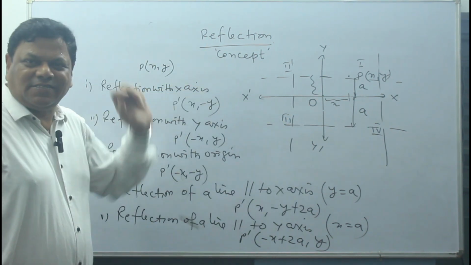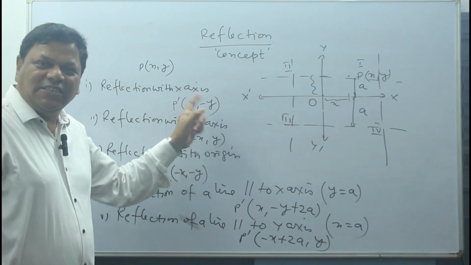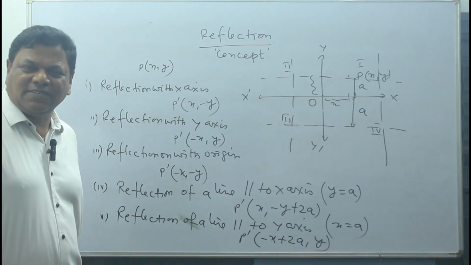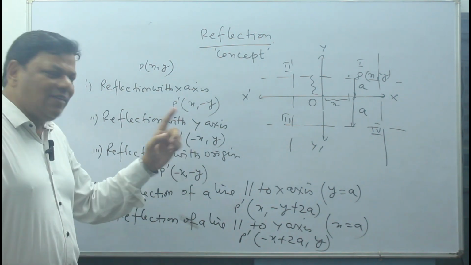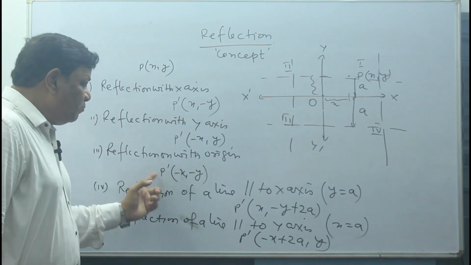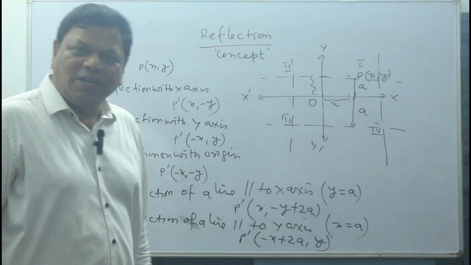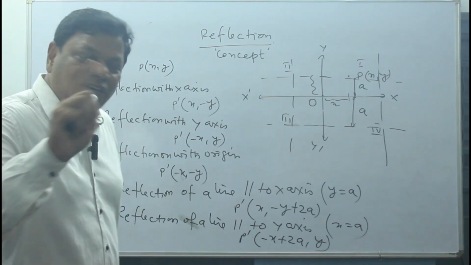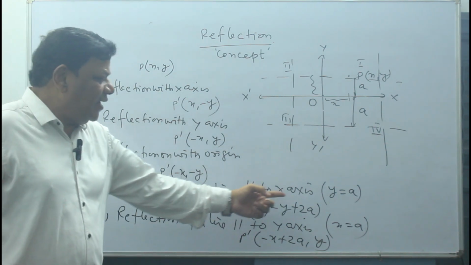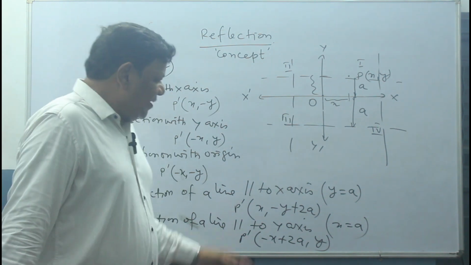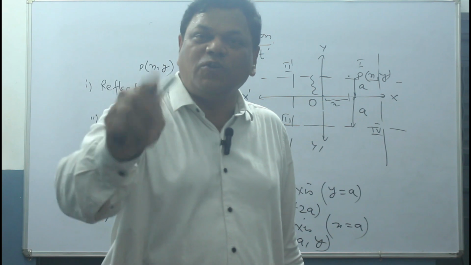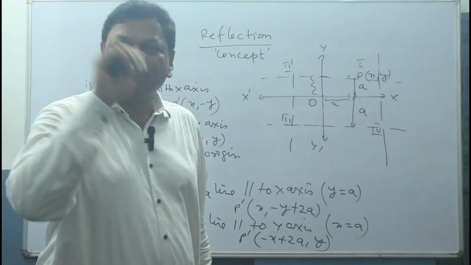Reflection with x-axis: the y sign will change. Reflection with y-axis: the x sign will change. Reflection with origin: both signs will change. Okay children, understand this much? Now, reflection of a line parallel to x-axis: the y sign will change, and whatever the sign, with that plus 2a you will do. Plus 2a you have to do.